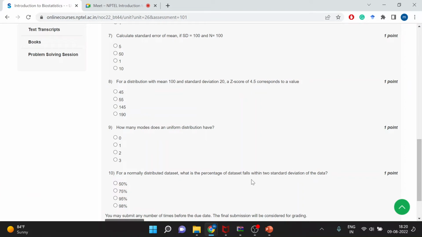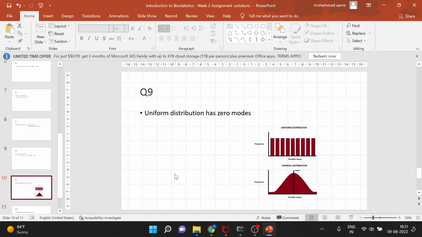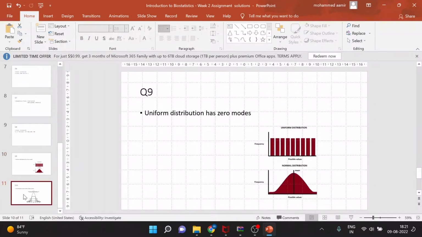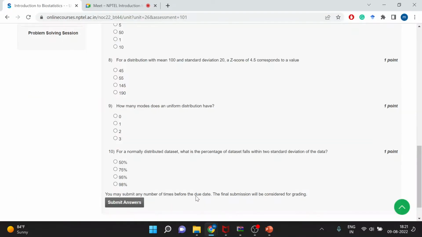Okay, last thing: for normally distributed data, what is the percentage of data points that lie within 2 standard deviations? Can someone tell me? 95. Yes. So it's basically this. One standard deviation is 68.3, about 68% of your data set. 2 standard deviations is 95 and 3 is 99.7. Remember, this is only for normally distributed data, not other kinds of data. So with that we end the assignment.